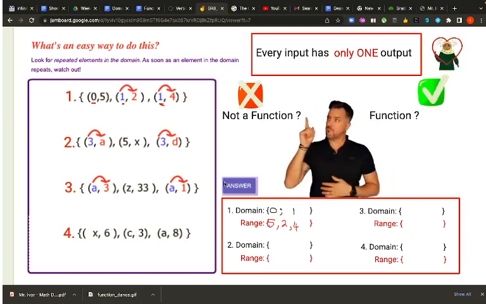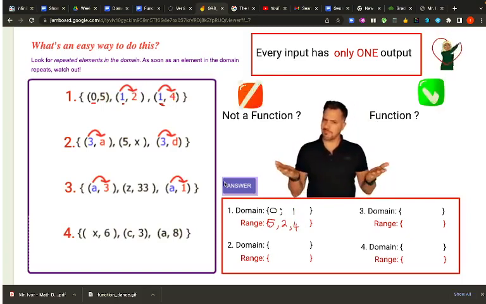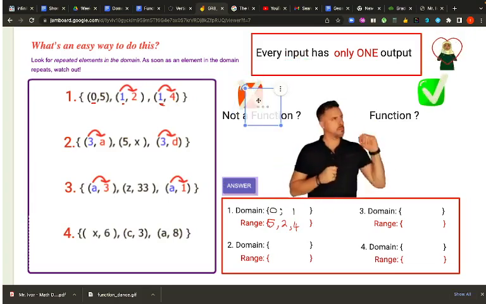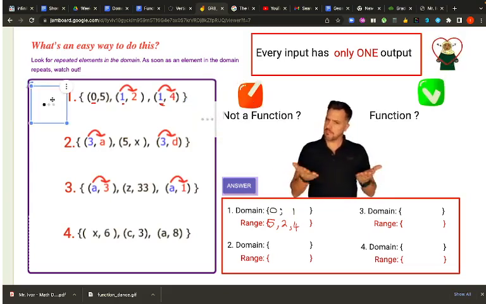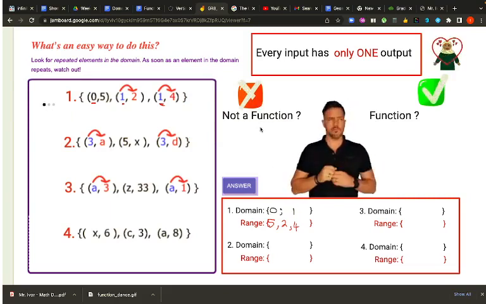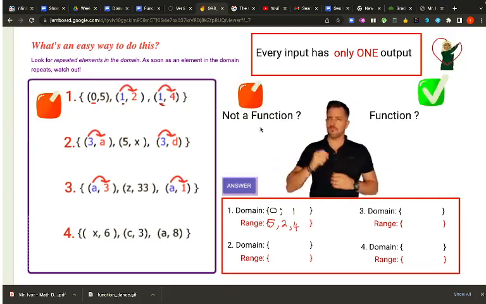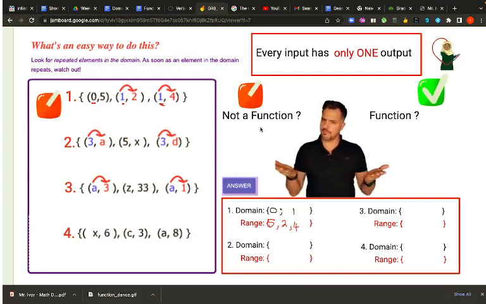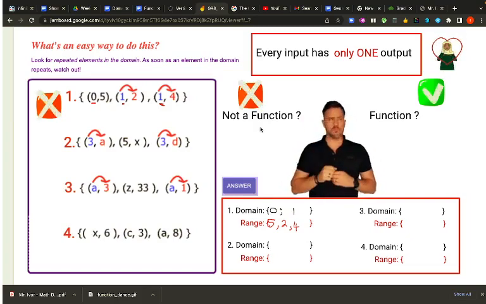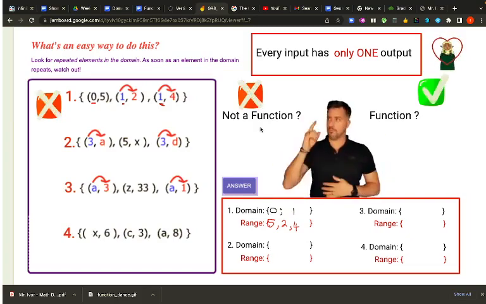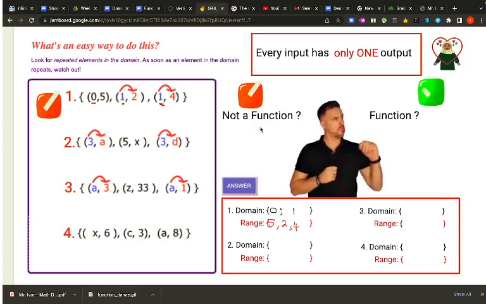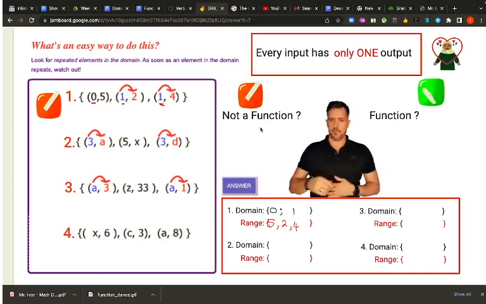Now, is this a function? Does every input only have one output? In this case, the answer is obviously no. Why? Because the input of 1 has a 2 as an output, and it also has an output of 4. The same input has 2 different outputs, so that's not a function. And of course, if we graph them, you'll see it will fail the vertical line test.